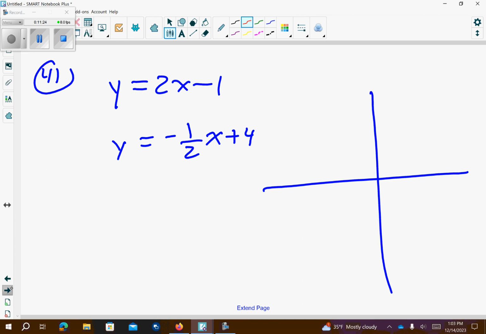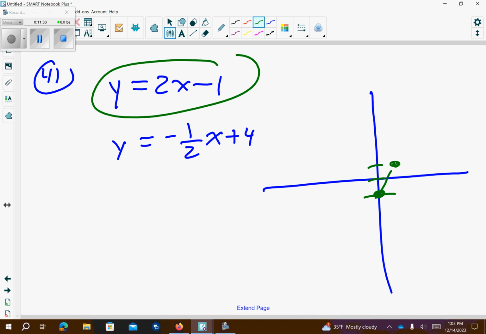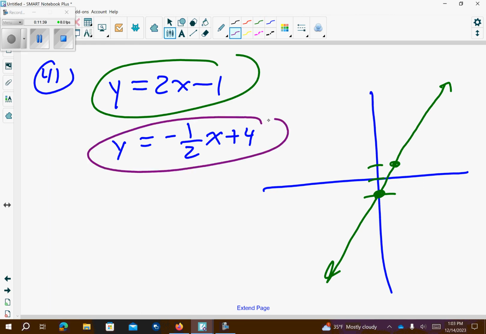Number 41. All you have to do on this is graph both lines. I'll graph this one first. So -1 is the y-intercept. Slope is up 2, right 1. So we do this. And then the other one, we can do in purple. That's 4, so 1, 2, 3, 4. I'm going to go down 1, right 2.